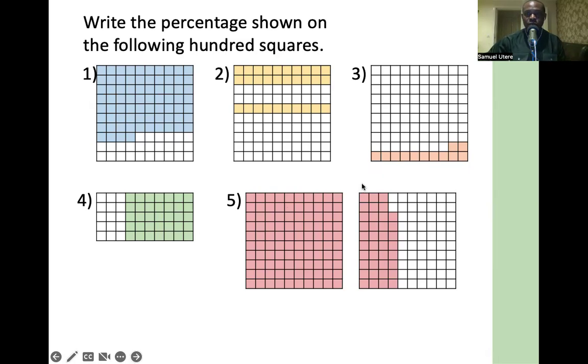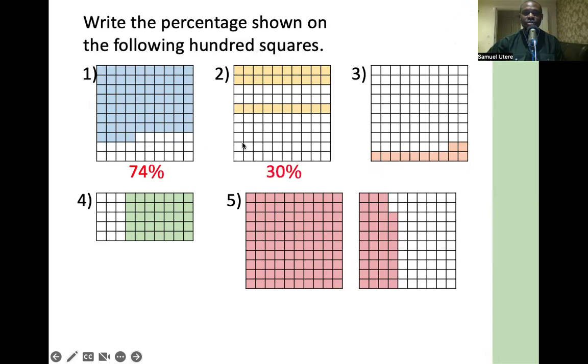Assuming you've paused the video and you've worked through this, here are the answers. That one, we can see that we have 74 squares shaded. So we have 7 rows and 4 squares. So that is 74%. That is 74 out of 100.